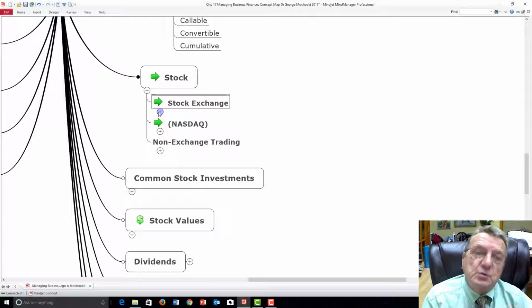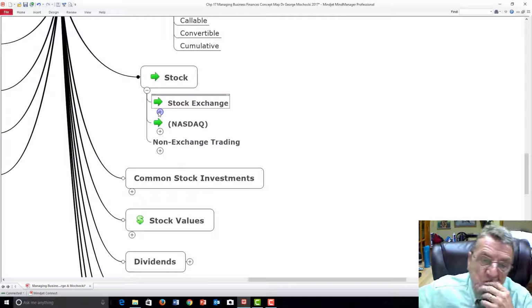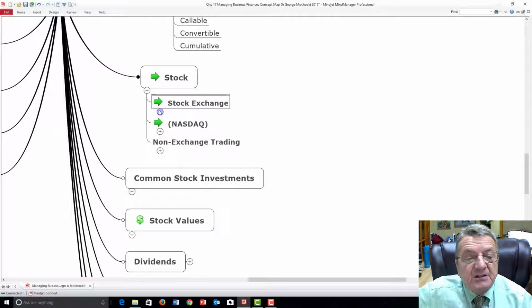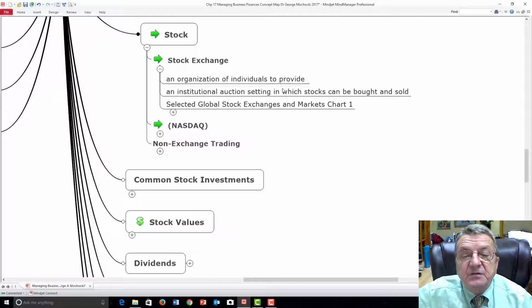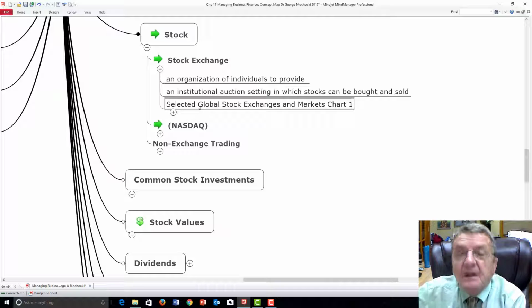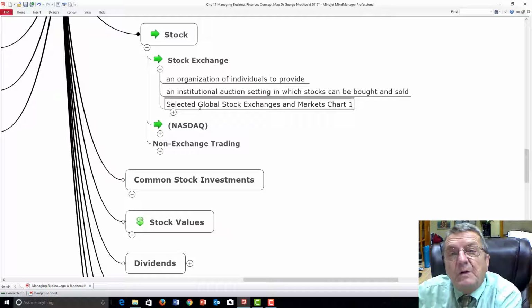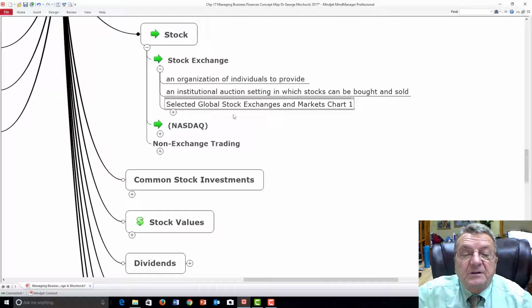Now, how do I trade those shares? How do I exchange them for money when I need to? You could exchange them on a stock exchange. It's an organization of individuals providing an institutional auction setting in which stocks can be bought and sold, starting with an initial public offering. You buy them, and then after you purchase them, they go to a secondary market. They'll either go up or down. Okay, select a global market exchange, and here's a chart.